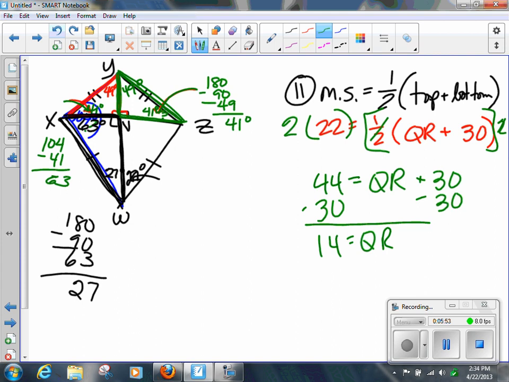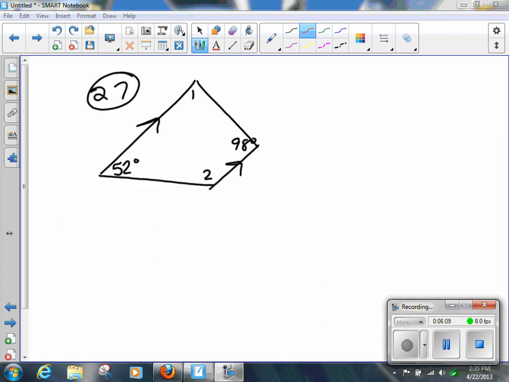Okay? Yes, sir. Why don't you multiply, like, distribute? Yeah, that's what I'm saying. QR comes to, like, 7. You got it? Yeah. Okay. All right. Any other questions? This picture. What do you notice?